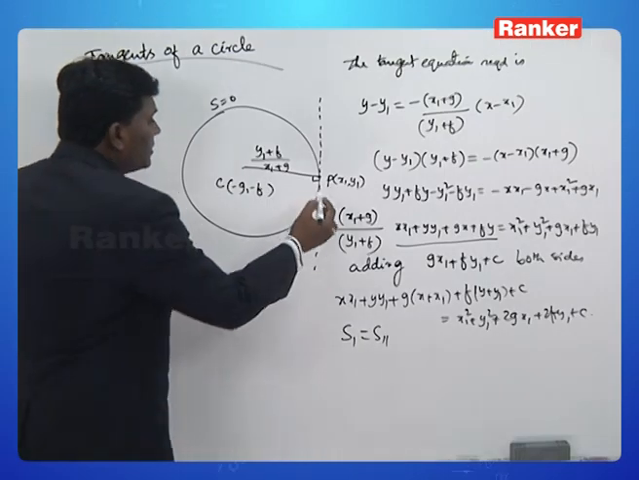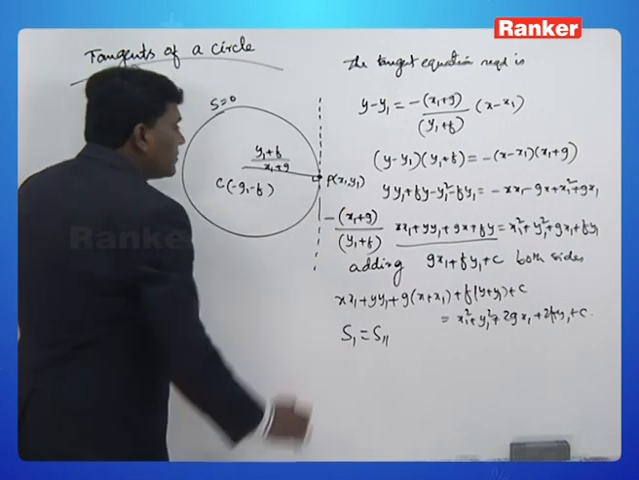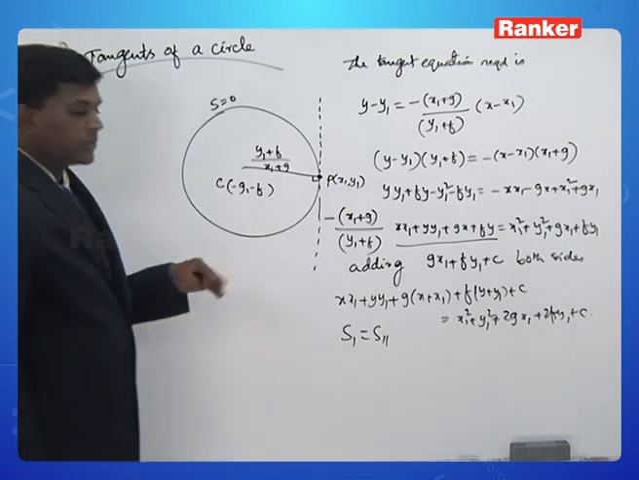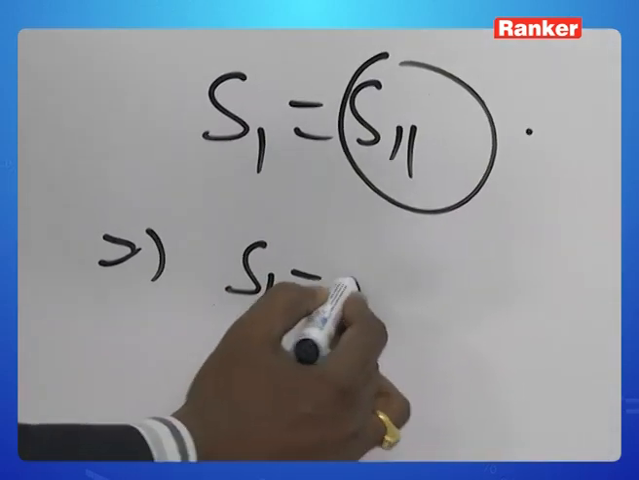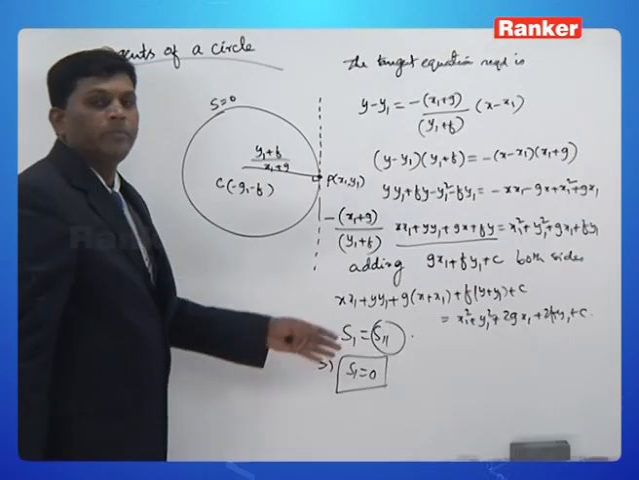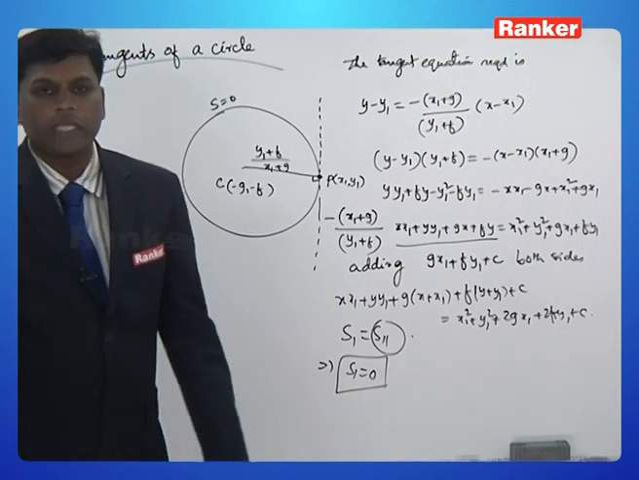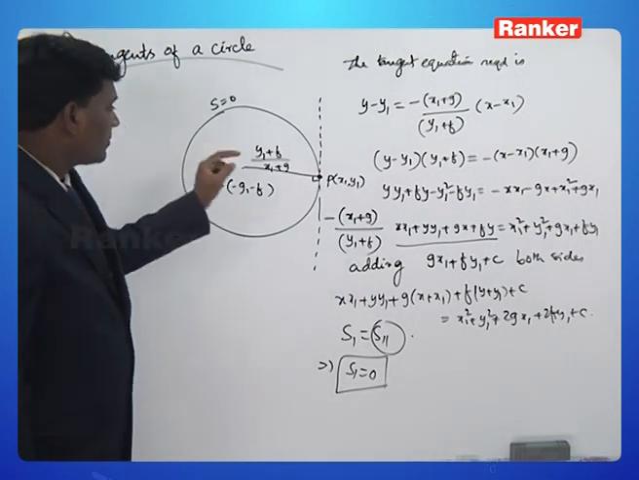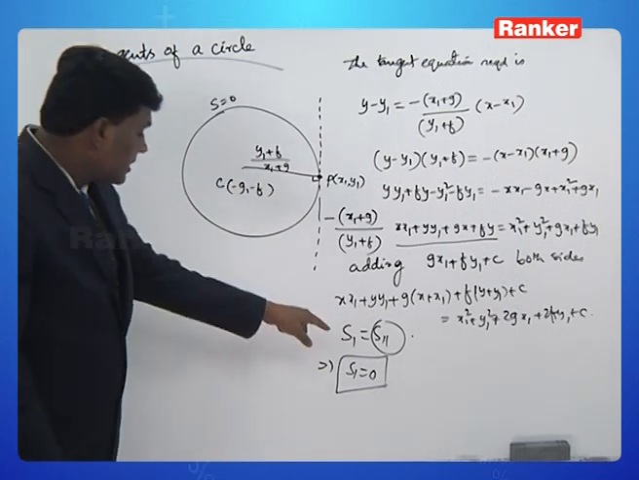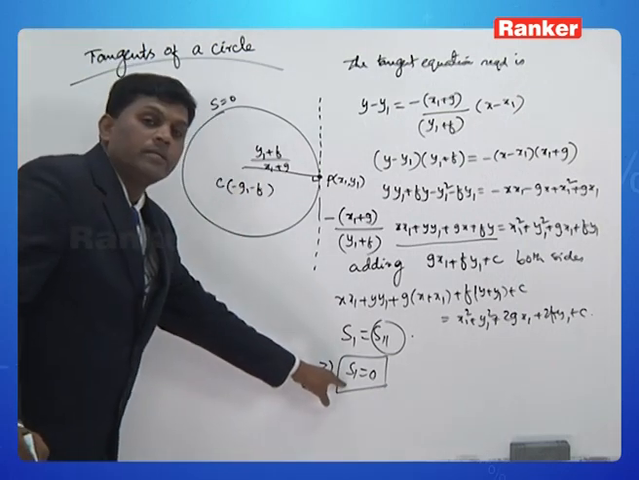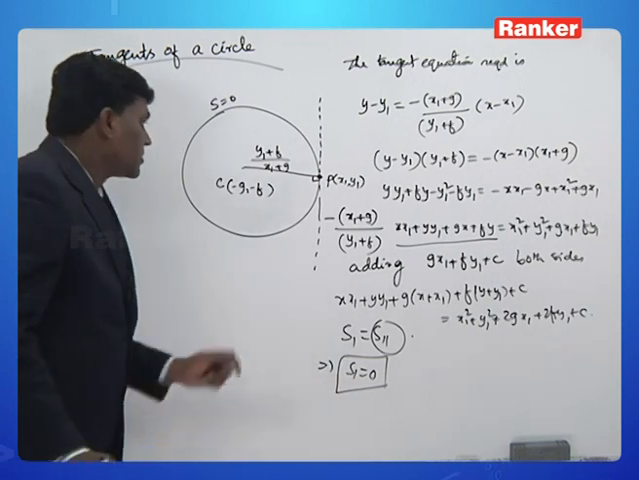But we know that if the point is lying on the circumference, S11 is 0. So that's why this will become 0. Now the tangent equation at the point of contact will be S1 equals to 0. So whenever the point of contact is on the circle, we know the circle tangent equation can be written in the form of S1 equals to 0.